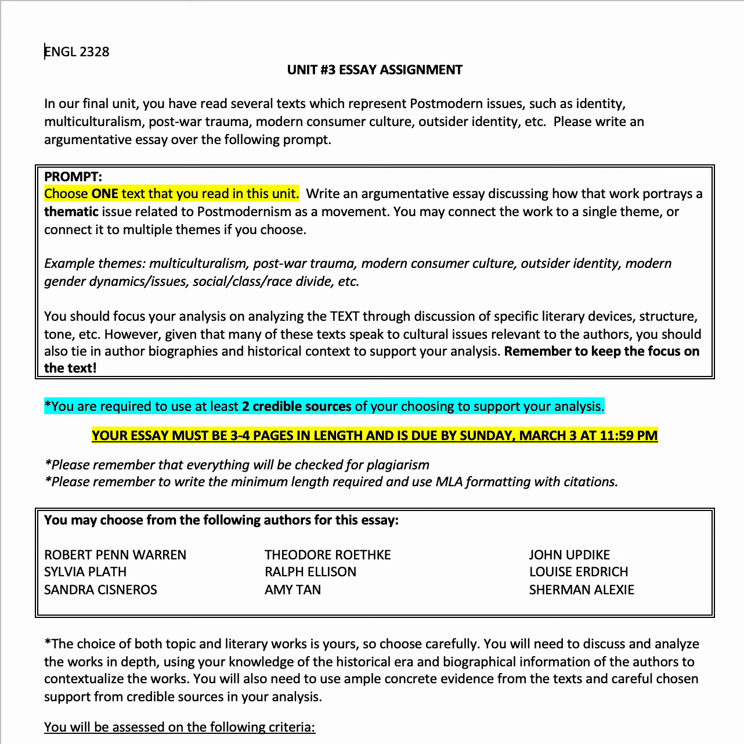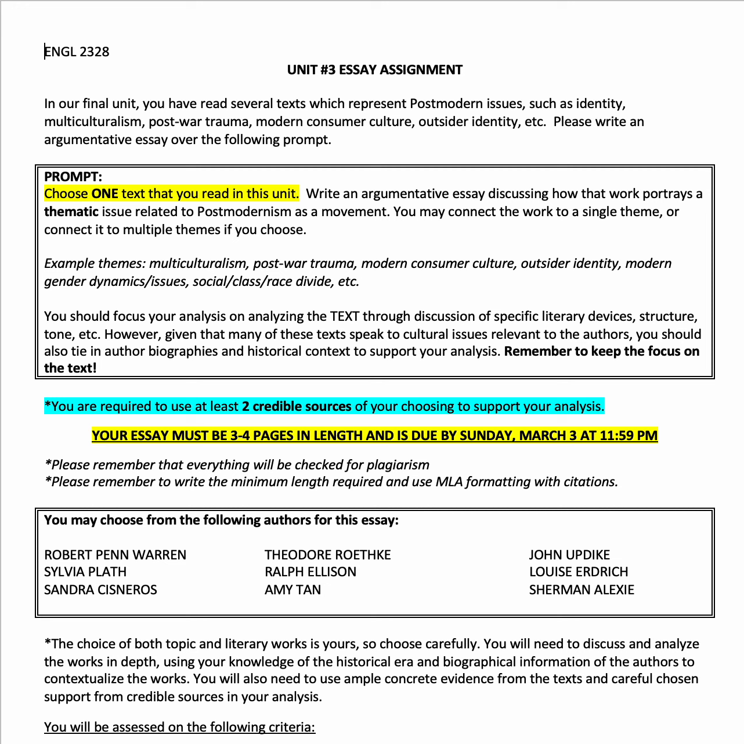As always, you should focus your analysis on the text through the discussion of specific literary devices, structure, tone, etc. And then secondarily, look at the cultural issues surrounding the texts through the biographical or the historical elements to support your analysis. But as always, don't let this be a history essay. Don't let it be a biography. This needs to be a literary analysis essay. So keep your focus on analyzing the text as a piece of literature.